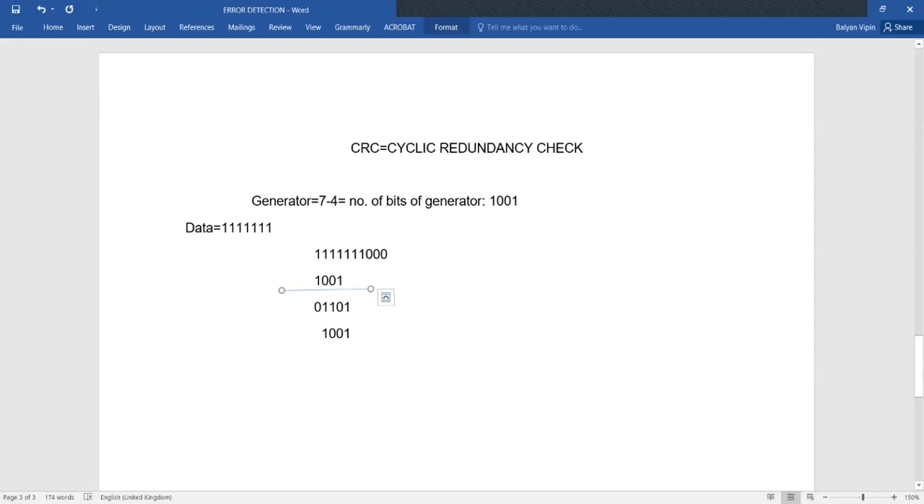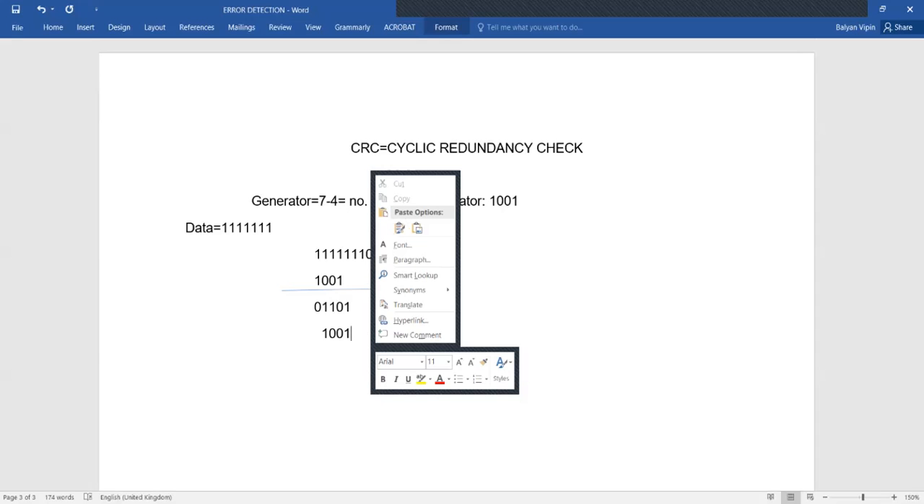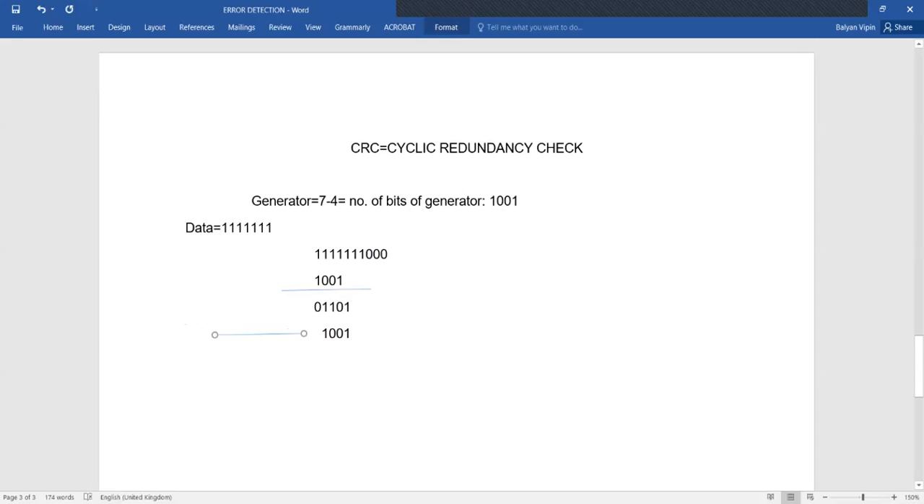So again, if I put a line here, it is the same. You are not going to bring down this 0. So you write 1 and 1, 0. 1 and 0 is 1. 0 and 0 is 0. 1 and 1 is 0 again. So now again, you ignore this 0 here.